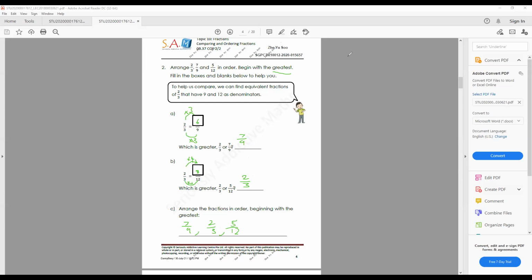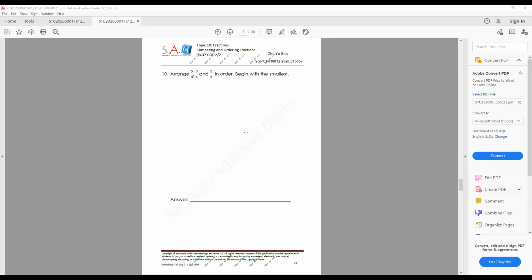Okay, let's do a few more practice questions before we call it a day. Let's turn to page 13. Question 13: Arrange 5 out of 8, 3/4 and 1/2 in order, beginning with the smallest. Do you remember how to do this? You compare two fractions at a time. Hint: try comparing 5 out of 8 and 3/4 first. See which is smallest. Okay, press pause now. I'll leave you to try and solve this, and after you're done, you may continue playing to see my answers and see whether they're correct.